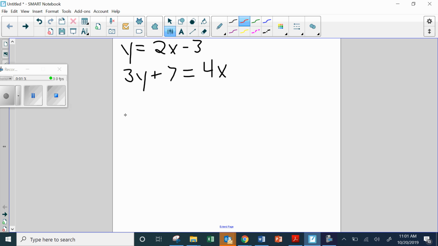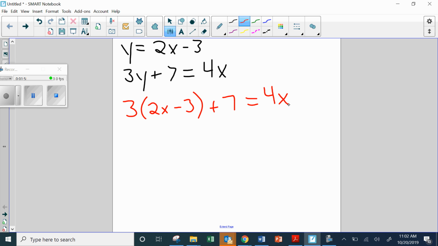So I write 3 times. So now instead of y, I'm going to write 2x subtract 3. And then I just write the rest of the equation, plus 7, and then equals 4x.